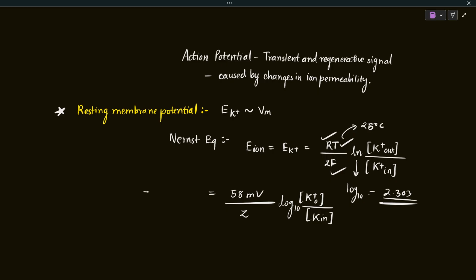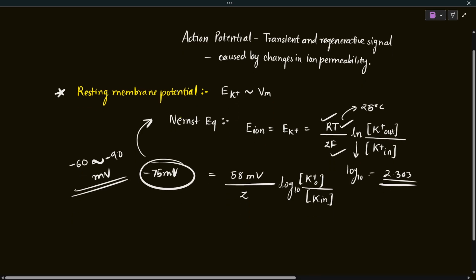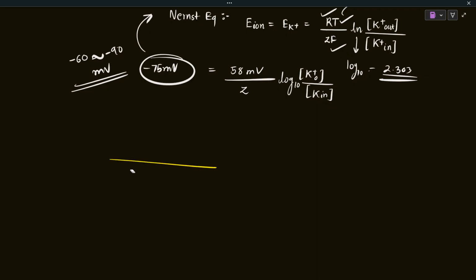And this is minus 75 millivolt at rest. It has a range from minus 60 to minus 90 millivolt for the resting membrane potential, depending on which nerve cell we are talking about. The action potential is generated due to changes in ion fluxes. At rest, the membrane potential is maintained due to the sodium potassium ATPase. The sodium potassium pump does the active transport of sodium and potassium ions, which helps us maintain the concentration gradient of sodium ions and potassium ions.